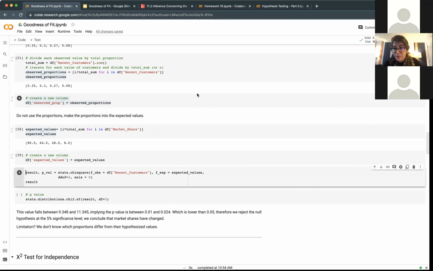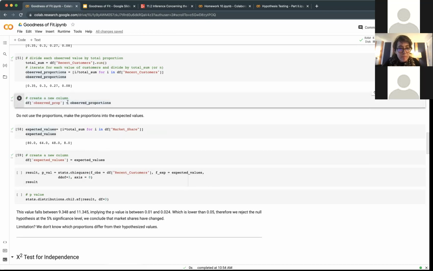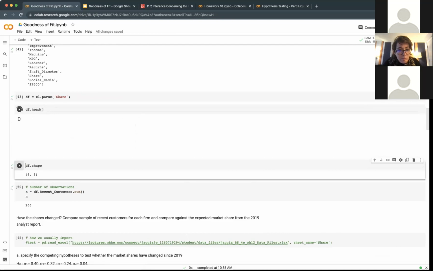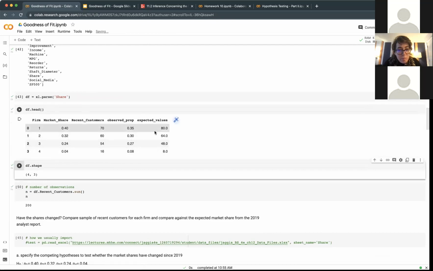Yes, Mary, you have a question? Yes, when you're pulling out observed proportions, I'm not sure about the distinction between observed proportions and total sum. I assume we're observing all of these columns, so why create a separate column for observed proportions? So the question is, why create this column? Yes.